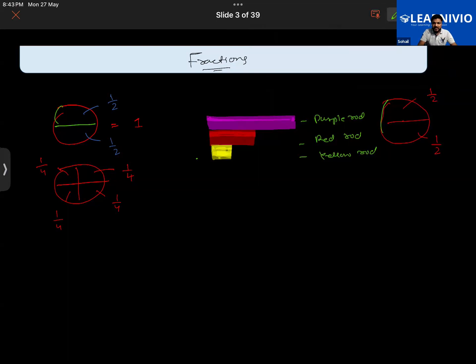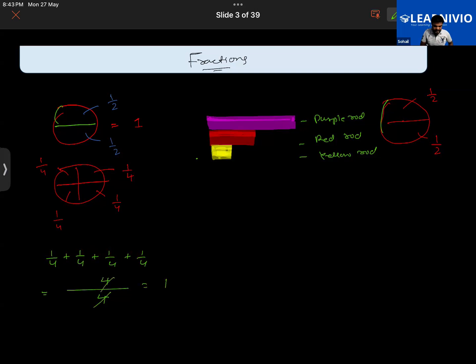Now, logically speaking, if you were to add all these fractions, it should be equal to 1. If you were to add 1/4 plus 1/4 plus 1/4 plus 1/4, it should be equal to 1. What is the LCM? The lowest common multiple is going to be 4. And above also, it is going to be 1 plus 1 plus 1 plus 1. That is simply 4.